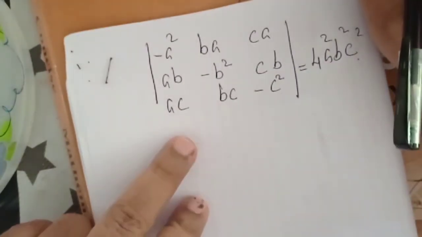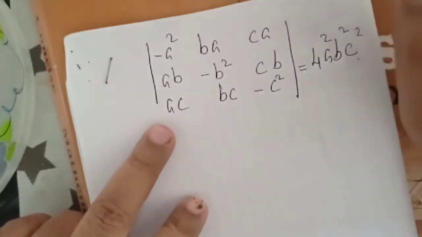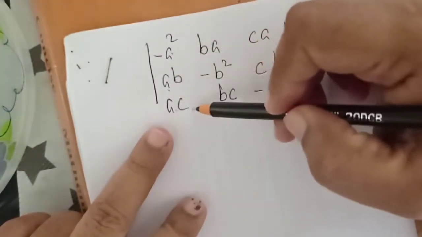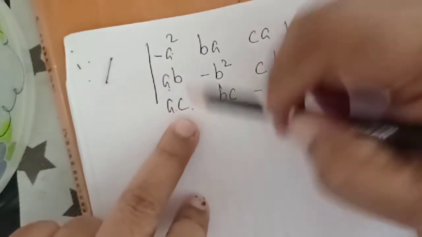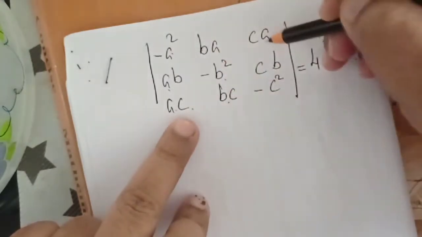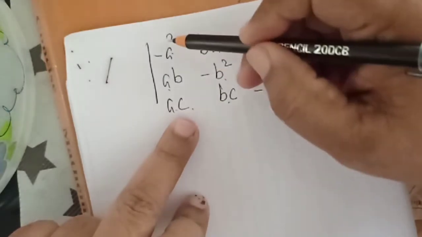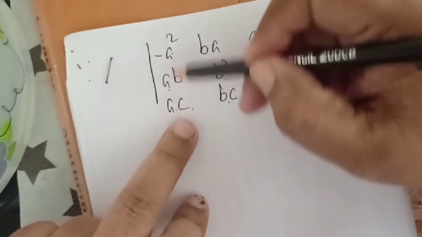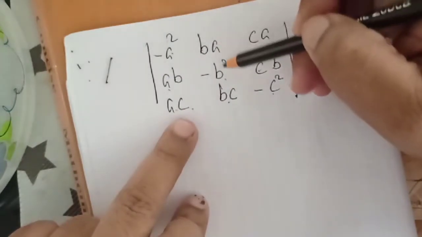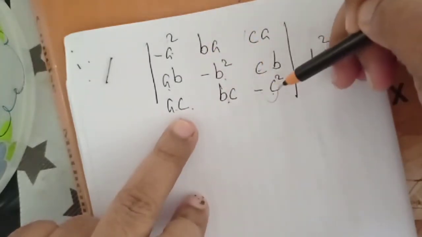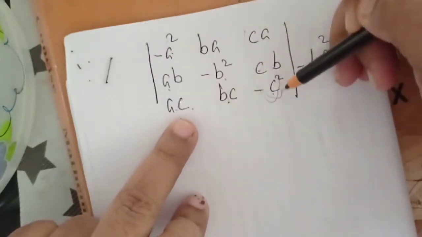When you go through the rows and columns, first you go through the column. A square, AB, AC. Is there any common factor? B square, BC, CA, CB, C square. From the first column, you can take A outside. From the second column, you can take B outside. And from the third column, you can take C outside.